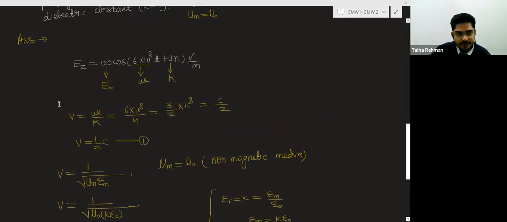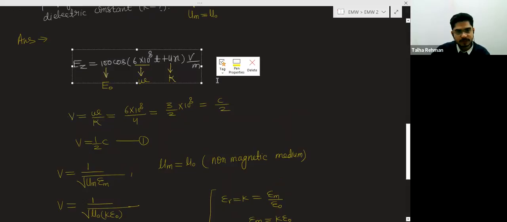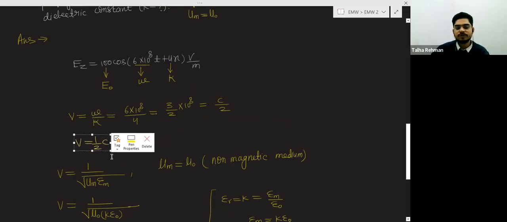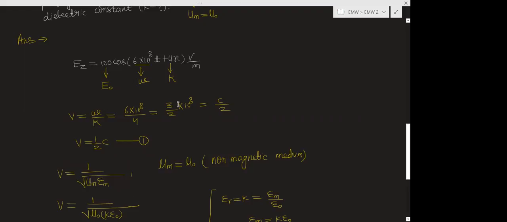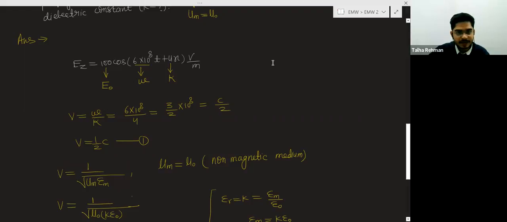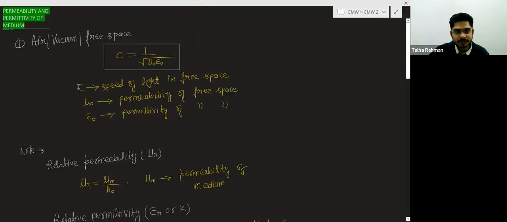See now, Fawaz. Basically, first I have just calculated the speed of this wave, and I got the speed of the wave equal to half of the speed of light in vacuum. Now, c is the speed of light. I have written here, c is the speed of light in free space.